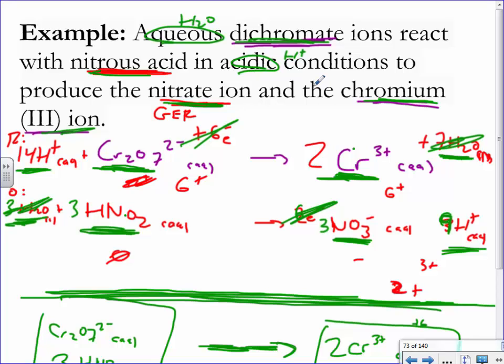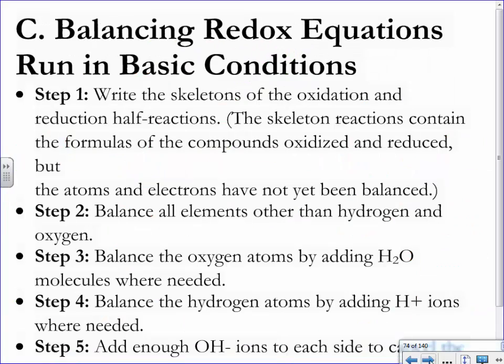Make sense? Okay, let's try another one. Well, if you can do something in acidic solutions, you can also do it in basic solutions. Now, just so you guys are aware, if you read through all my steps, many of them are the exact same. But we kind of change things at the end to do with the acidic part.